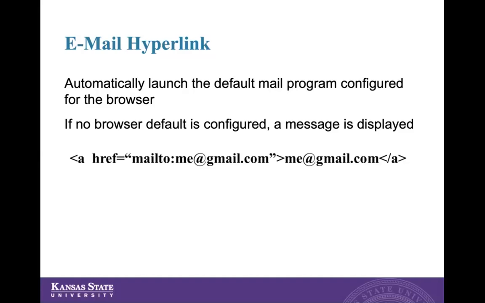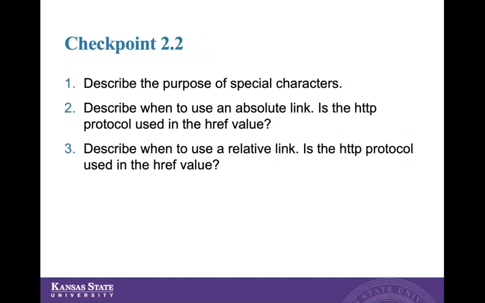You close off that opening A tag, and then remember, we have to have it display something on the page, so then we type me@gmail.com, and that's the text that's going to be underlined and clickable. Then we have the closing A tag right after that. So the main part to remember is just mailto: and then the email address. We always need to have that. All right, so we talked about special characters, absolute and relative links.